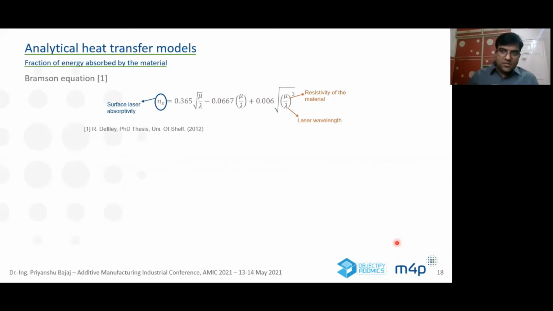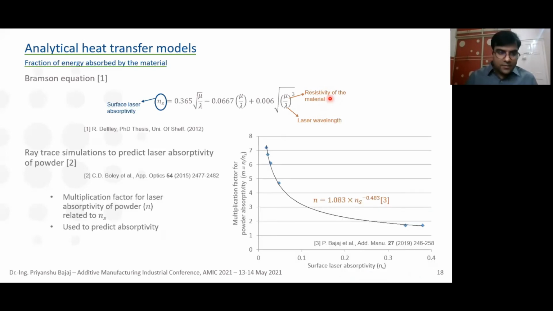There is a factor there which was the laser absorptivity, which is very, very important. And yes, I can measure it experimentally, but I can also predict it when I'm working with a completely new material. This is basically related to the resistivity of the material and the wavelength of the laser. This is a machine constant. This is very easy to measure and also to get from theory, from papers, from literature. And then I can plot this. There is a very strong relationship between the surface laser absorptivity and the laser absorptivity of the powder. The powder laser absorptivity is always a bit higher than on the flat surface because of multiple reflections.